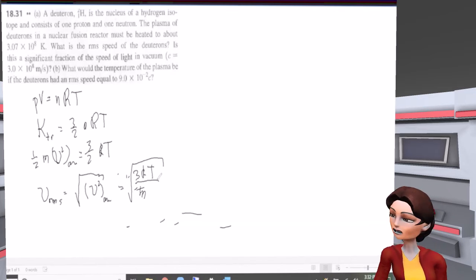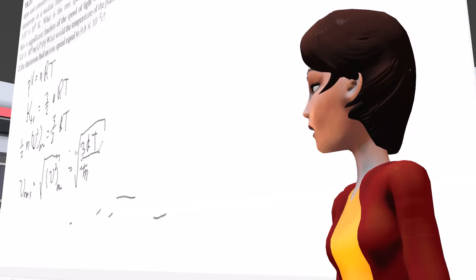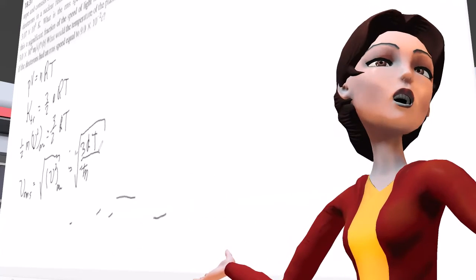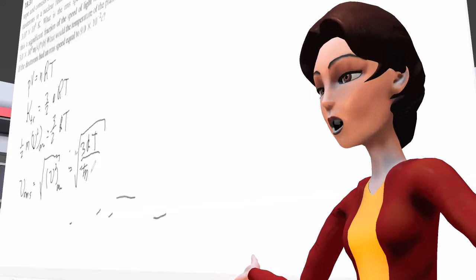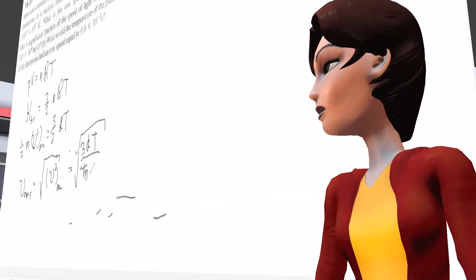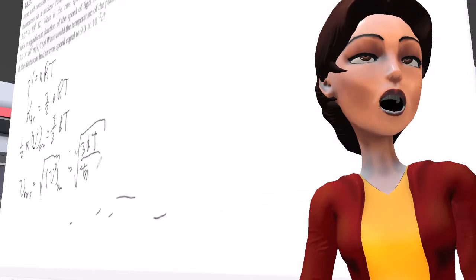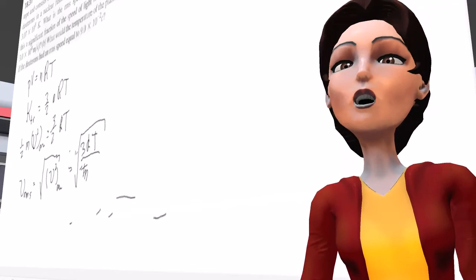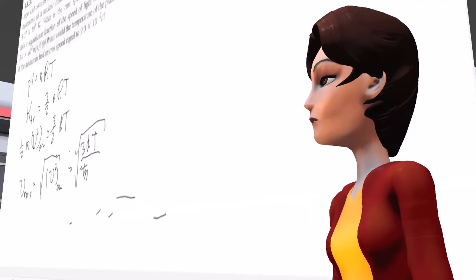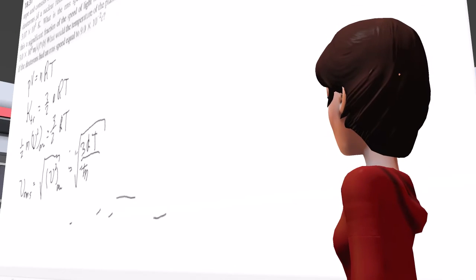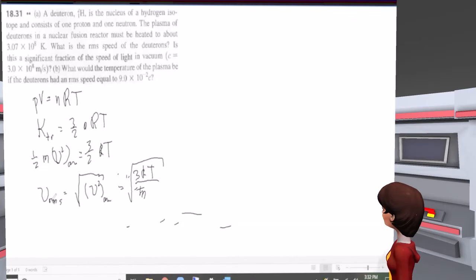This velocity, I should have pointed out, depends on the temperature and the mass. The greater the temperature, the hotter the gas, the faster the particles. We'd expect that. And the heavier the particle, this m in the denominator, the slower the velocity. So it's intuitively correct. We want to find the root mean square speed of the deuterons. We will just answer part A.